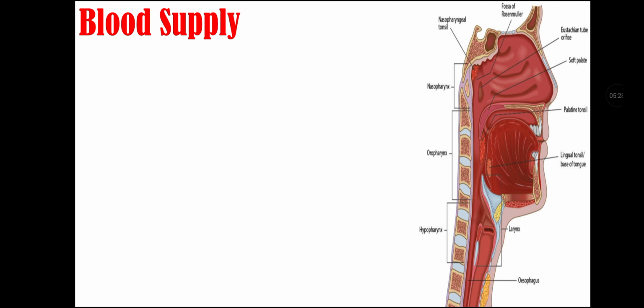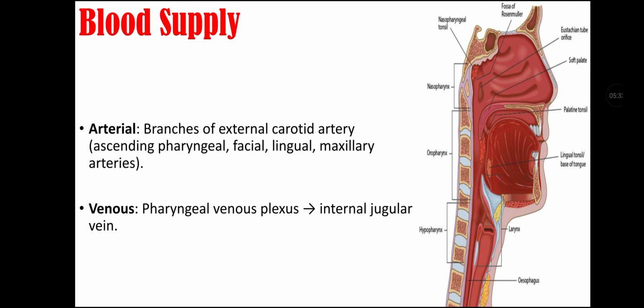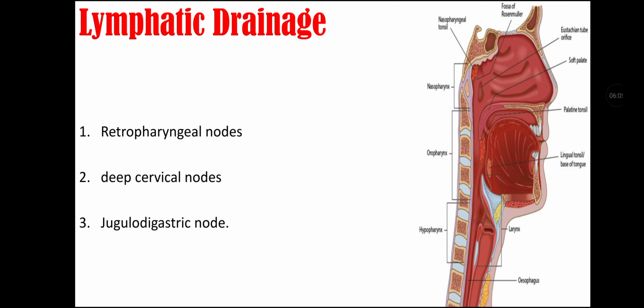Now let's talk about blood supply of pharynx. Blood supply includes arterial supply and venous drainage. Arterial supply of pharynx is by the branches of external carotid artery, and these branches include ascending pharyngeal artery, facial artery, lingual artery, and maxillary artery. While venous drainage of pharynx includes pharyngeal venous plexus that eventually drains into internal jugular vein. Now let's talk about lymphatic drainage of the pharynx. Lymphatic drainage of pharynx is in the retropharyngeal nodes, deep cervical nodes, and jugulodigastric nodes.